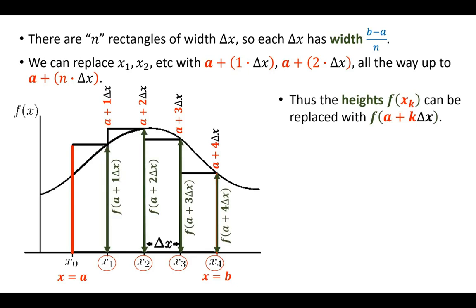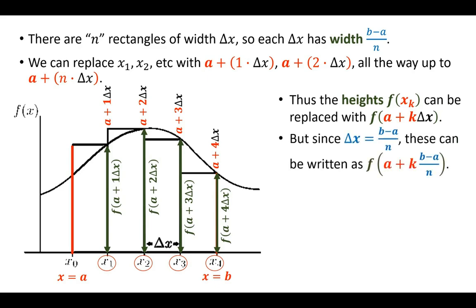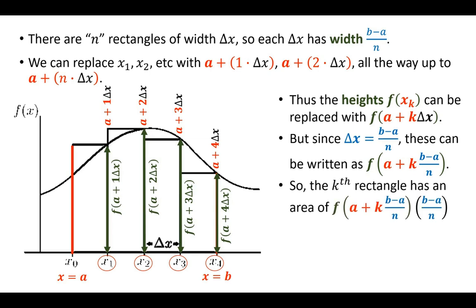Now we can see that the height of each rectangle is simply the function value at each of those x values. For example, the height of the third rectangle is f of a plus 3 times delta x, since a plus 3 times delta x is the x value at its edge. But remember that we have an expression to directly calculate delta x, which is b minus a over n. So rectangle number k has an area of its height, f of a plus k times b minus a over n, times its width, b minus a over n.